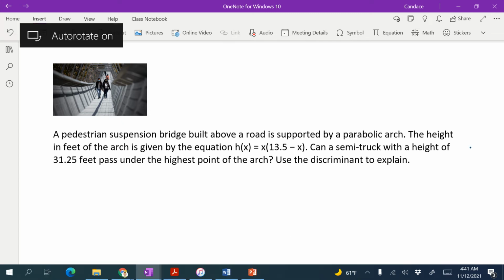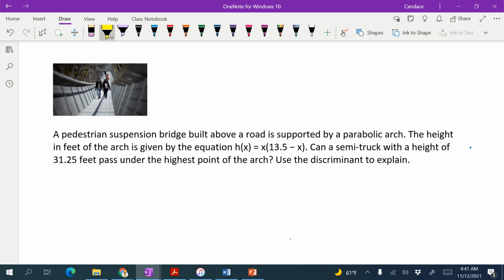So in this type of problem, no matter what this looks like, it could look like this, where I have to distribute something. It could be x squared minus 4.5x. The setup is exactly the same. We're going to take the height that they give us and set it equal to the height equation. So we're going to say x times (13.5 minus x) equals 31.25.